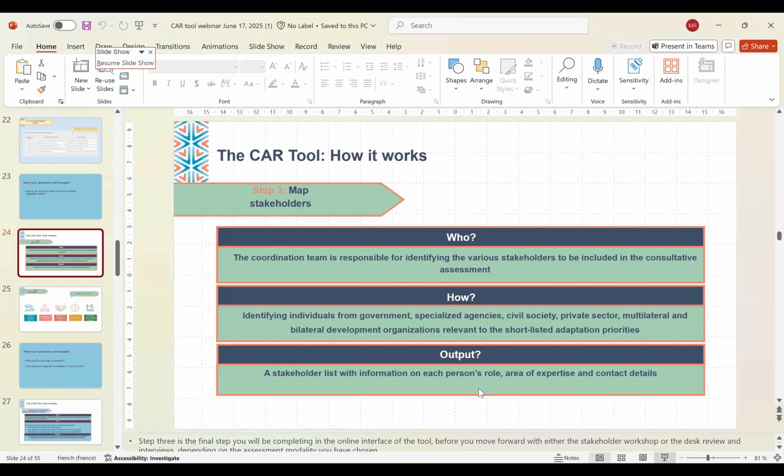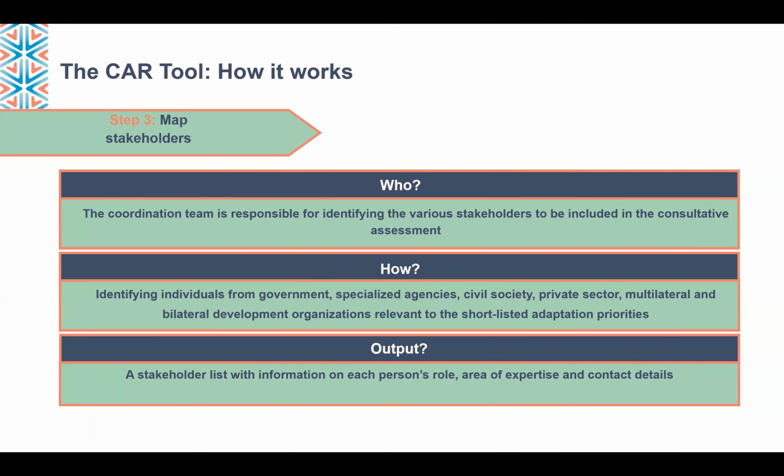Thanks. Yeah, and I see we'll get to some of the other questions on the ranking later. So step 3 is the last step in the online interface of the tool before we move to either the stakeholder workshop or the desk review with interviews, depending on the assessment modality you've chosen. And this step does involve the mapping of the stakeholder groups. And the idea is that for each adaptation option, we're identifying the relevant stakeholders for those adaptation options.